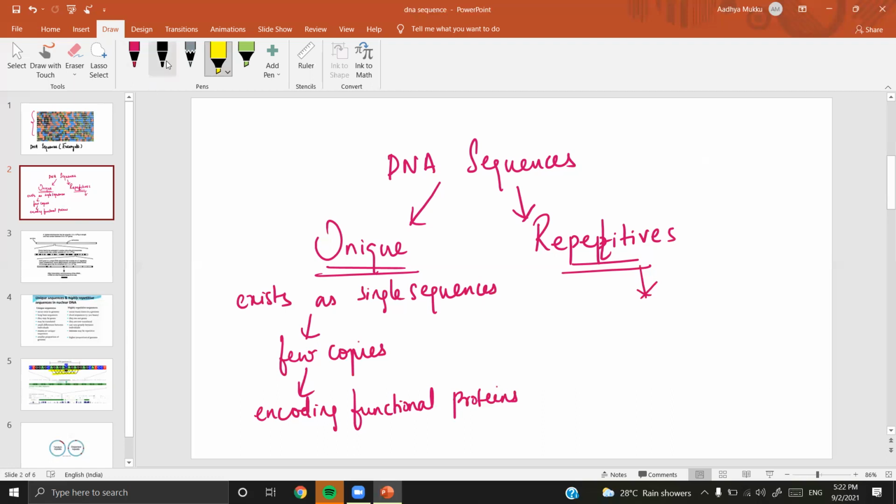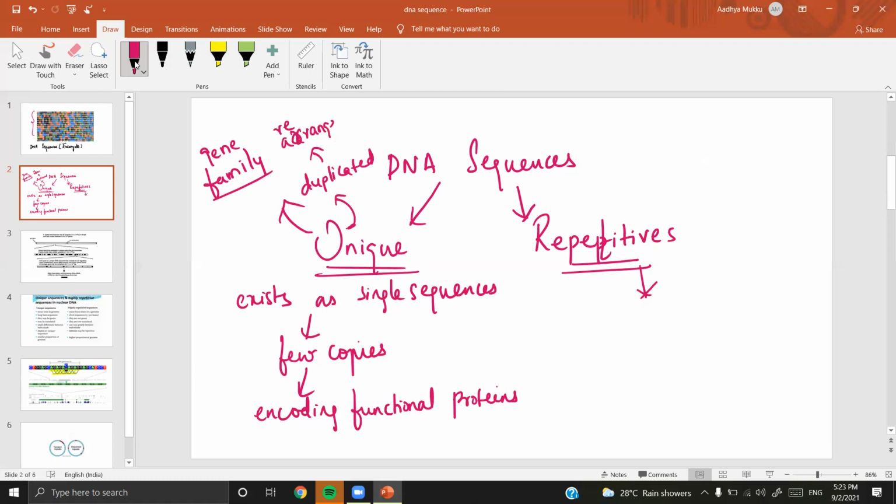And another important point to note here is sometimes in the unique sequences, we may even have some gene families also. Gene family. Okay, what is a gene family? Sometimes what happens is these existing unique genes are going to be duplicated, and these are going to be rearranged. If these are duplicated, a copy of it is being produced. And if they are rearranged, what is happening? They are becoming different from the copy from which they have been copied, right?